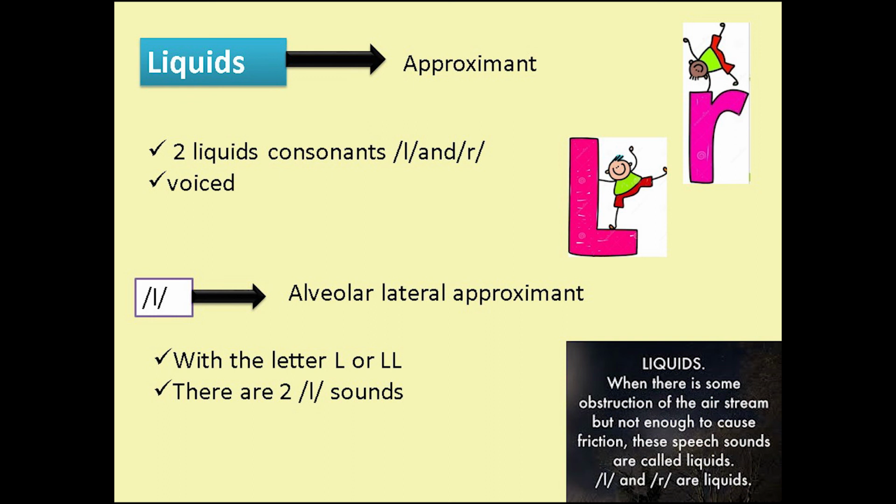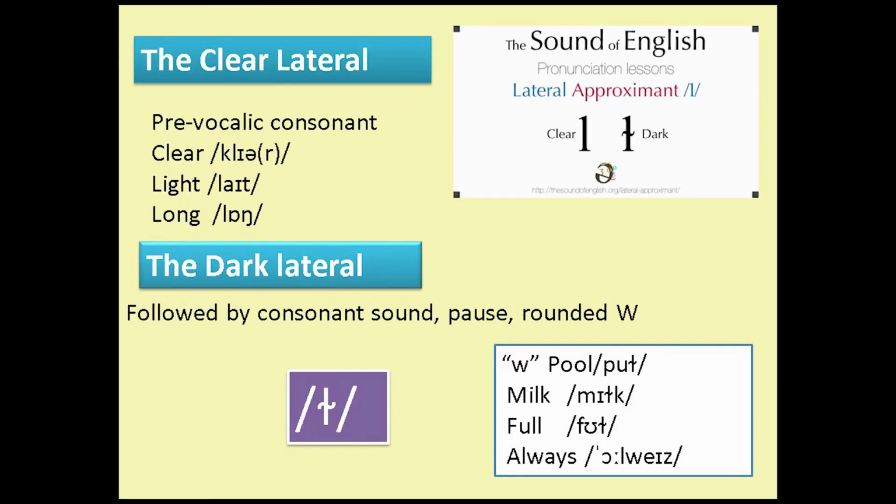They are voiced consonants. The clear lateral sound occurs before a vowel. It means it is a prevocalic consonant, like in the words clear, light, long. The dark lateral is always followed by any consonant sound, pause, or rounded W. It is usually transcribed with this symbol. Examples: pool, milk, full, always.